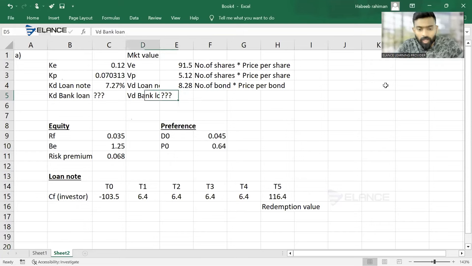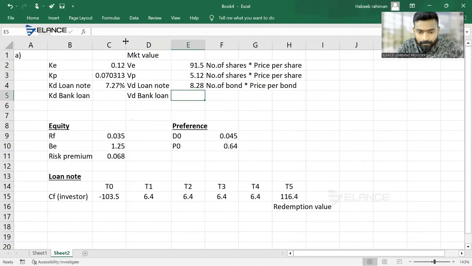Value of debt. Now, super quick for the bank loan. Hello, super quick for the bank loan. Listen. Okay, super quick for the bank loan.